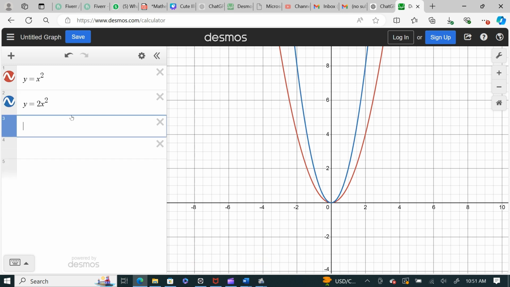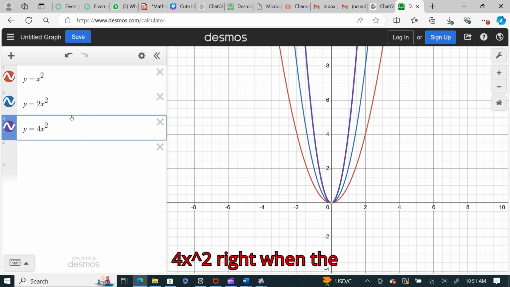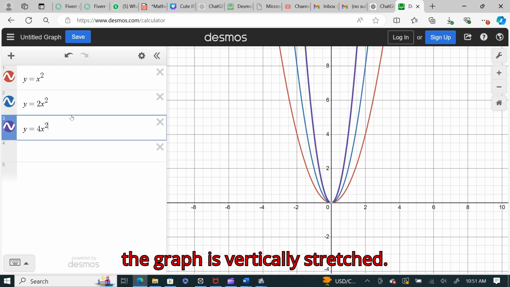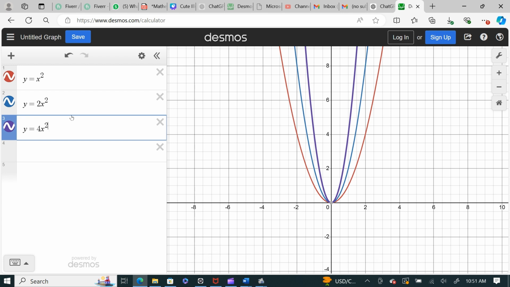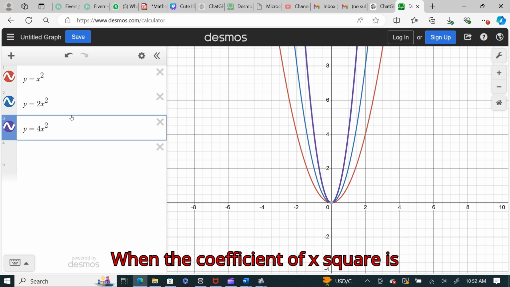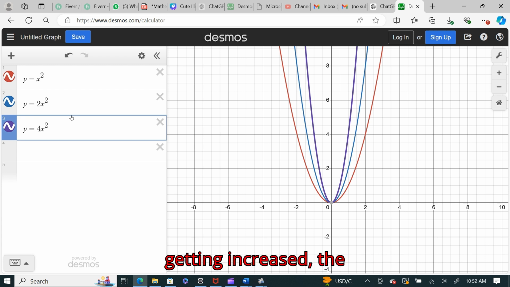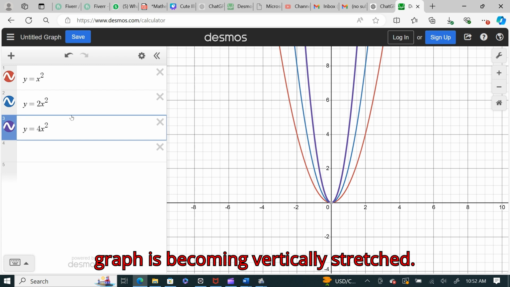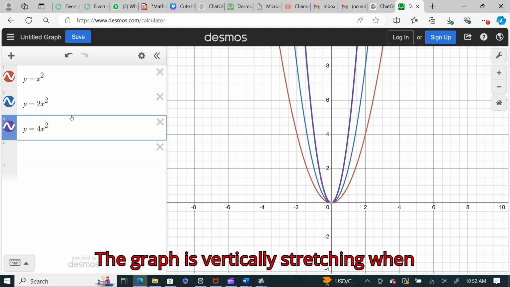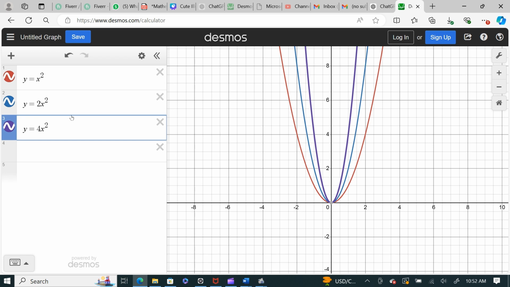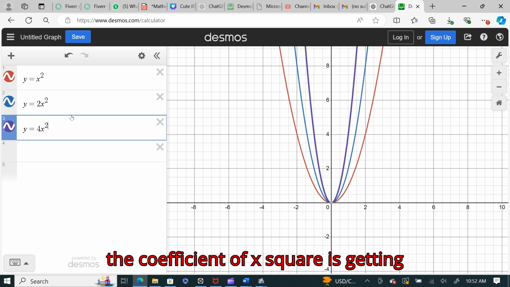See? The blue color graph is vertically stretched compared to the parent graph. Another example, y equals 4x square, right? When the coefficient of x square is getting bigger, the graph is vertically stretched, right? The graph is vertically stretching when the coefficient of x square is increasing.